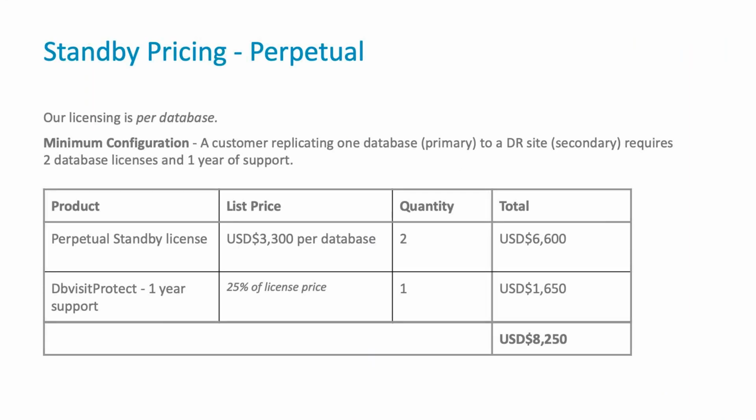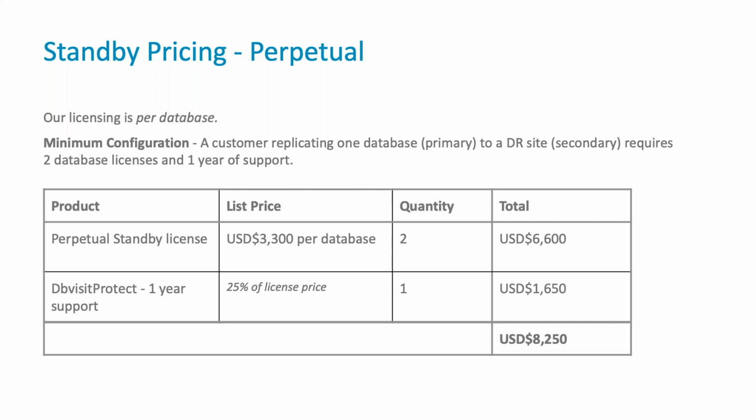So this is the license. This is the standby pricing. Just to talk you through it, it's $3,300 per database. You'll always have 2 database licenses because you've got your production and standby database, which gives you $6,600, and that's for a perpetual license. And then your 1-year support, which is 25% of the license cost, and that's how we get our basic just over $8,000. Most customers we find have this sort of setup.